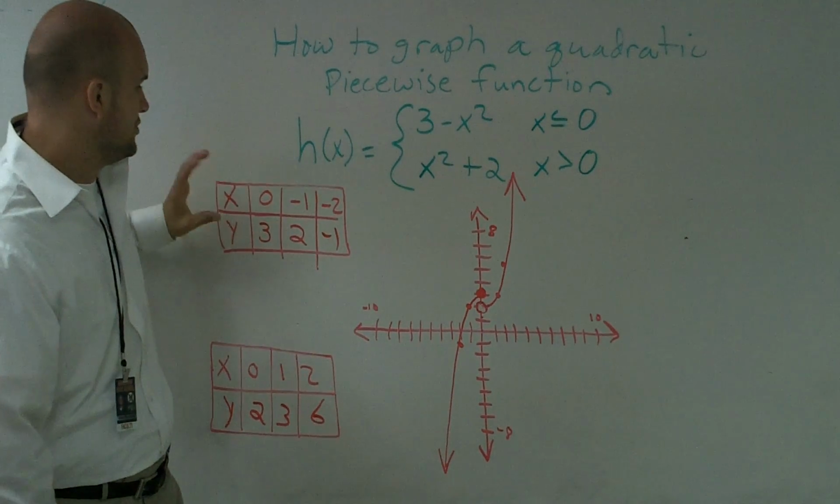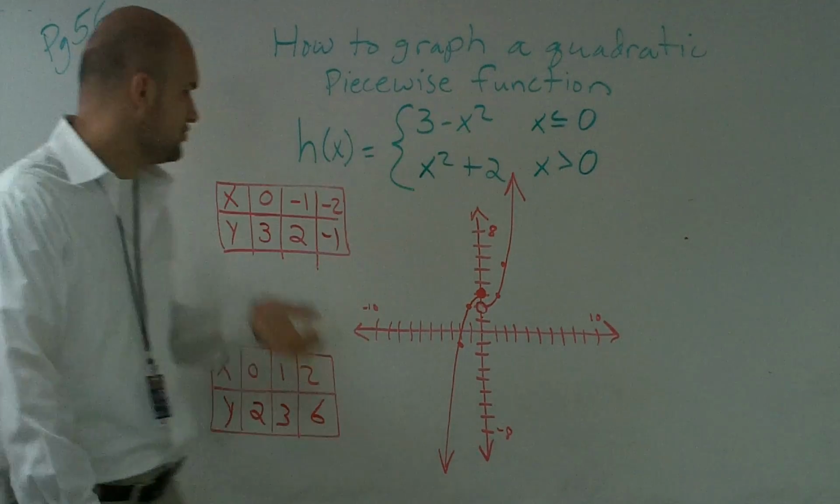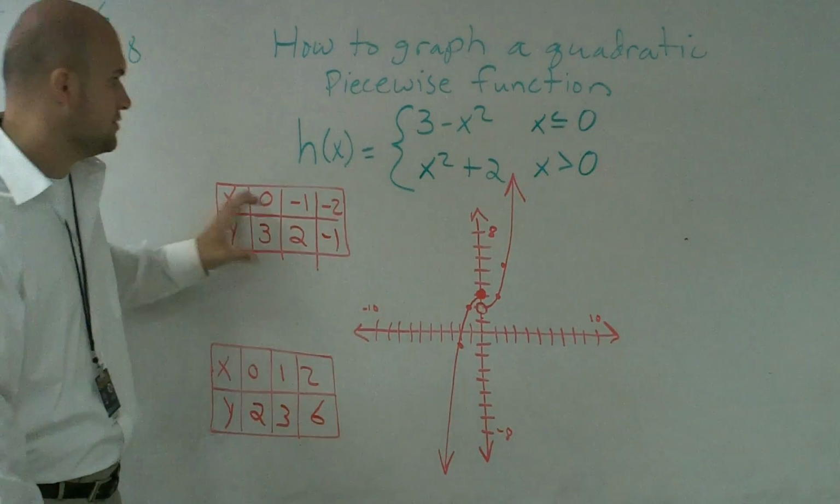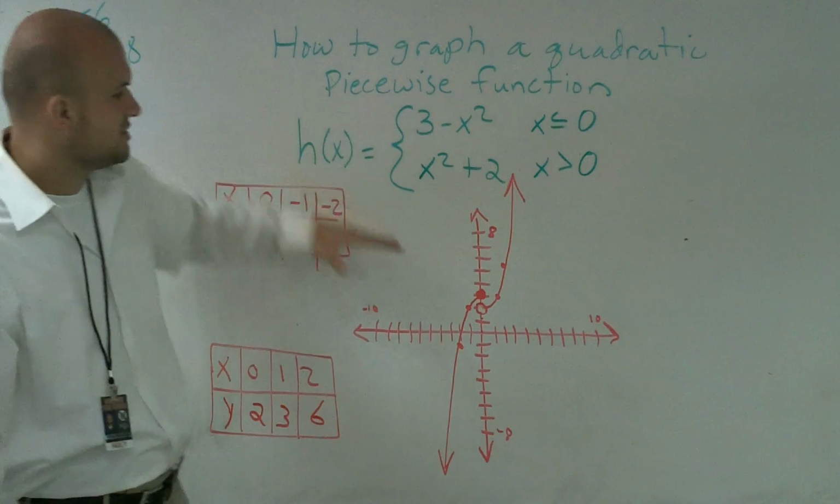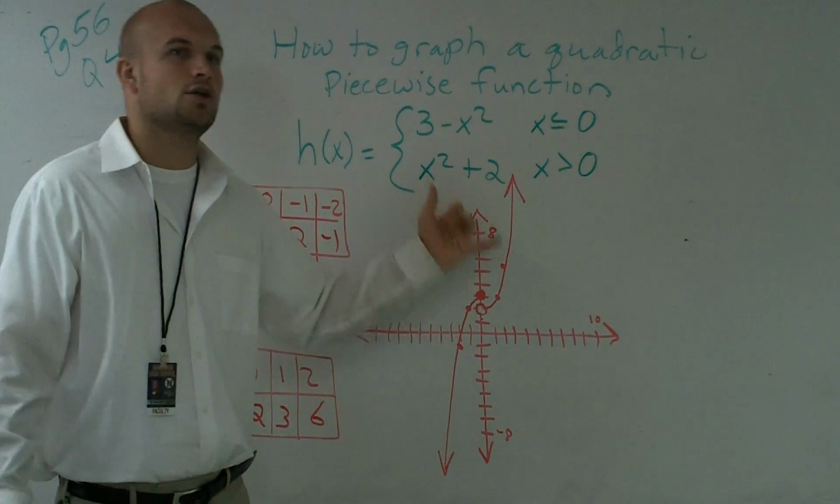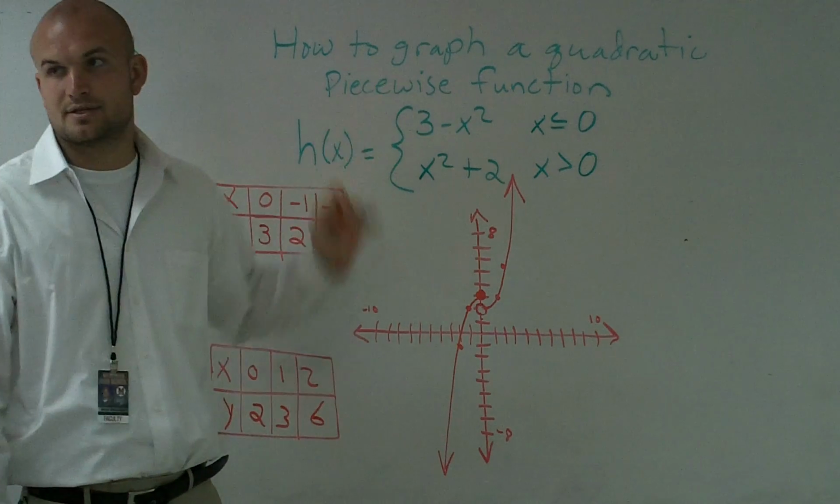What you need to make sure that you do is for each function, you create a table of at least 3 points to give you your graph. And then you just follow the forms, and make sure you follow your constraints, and you either use the closed or open circle to represent the constraints.